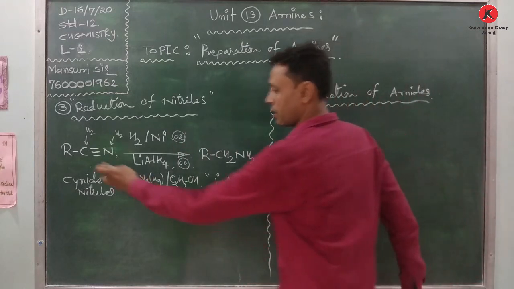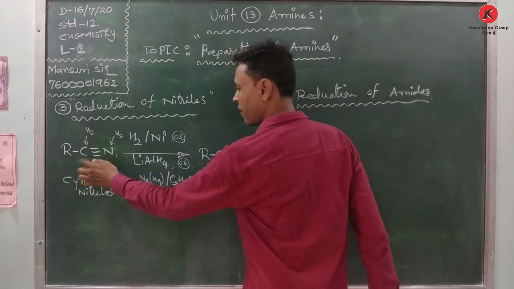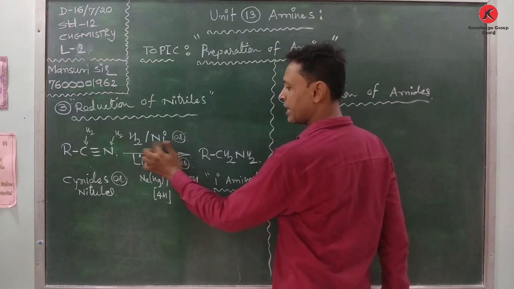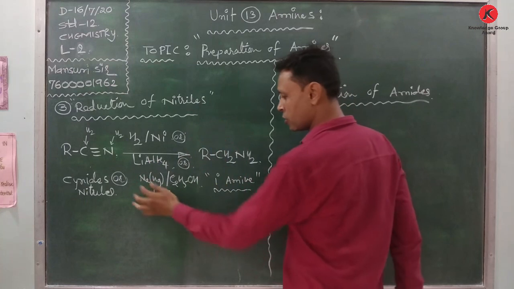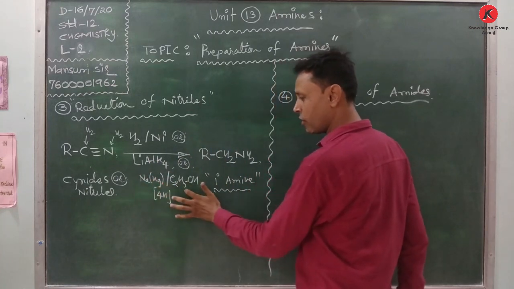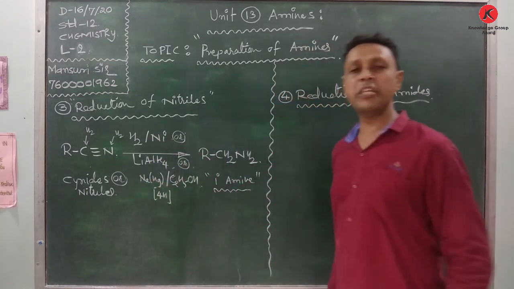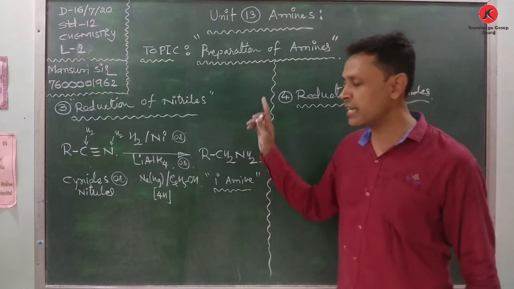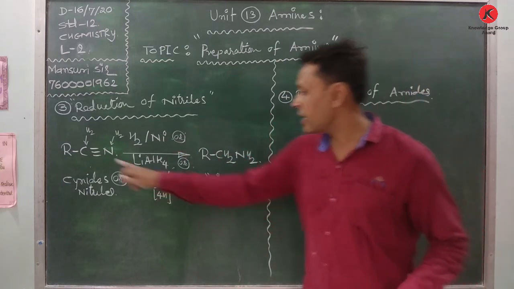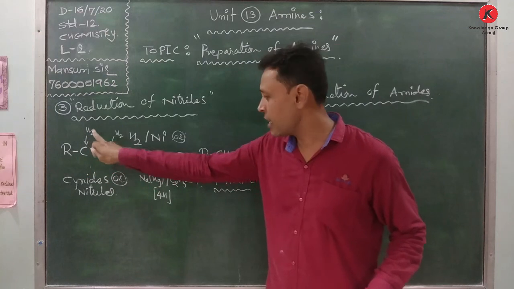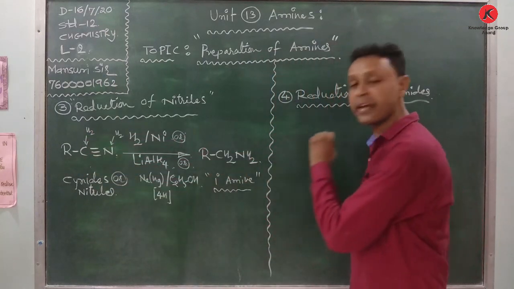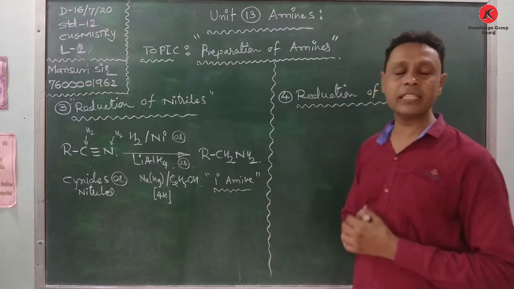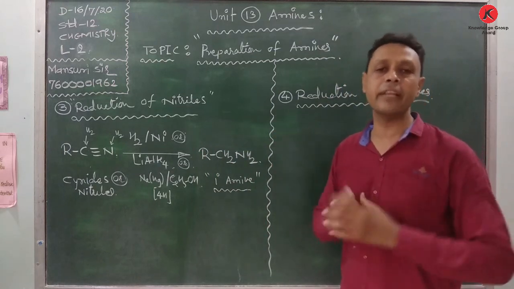Here, when a nitrile compound reacts with nickel H2, or lithium aluminum hydride, or sodium amalgam with ethanol, then hydrogenation is taking place, reduction is taking place. That is why carbon will take 2 hydrogen, nitrogen will take 2 hydrogen, and primary amine is formed. So this reaction is used for making primary amine.